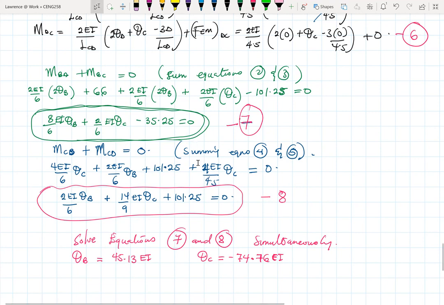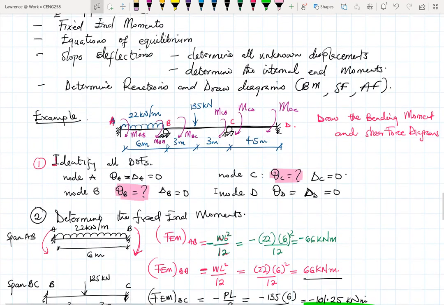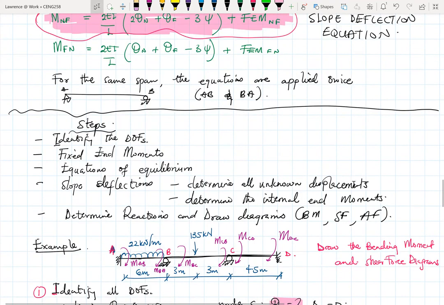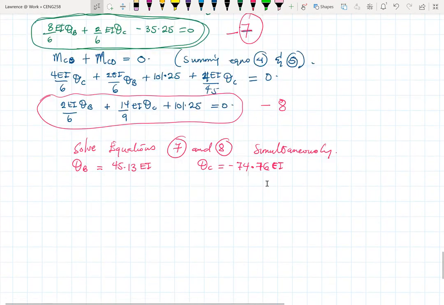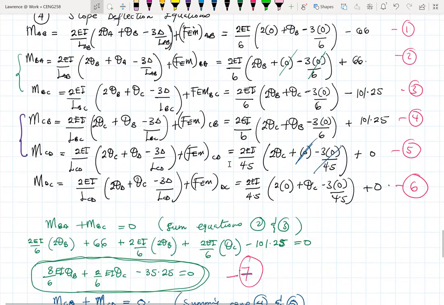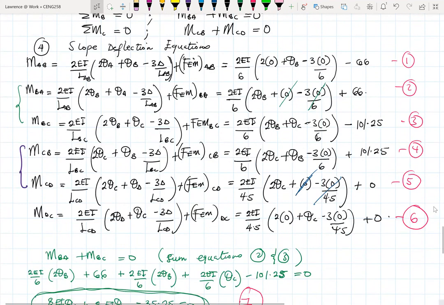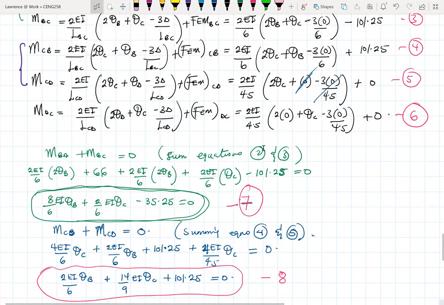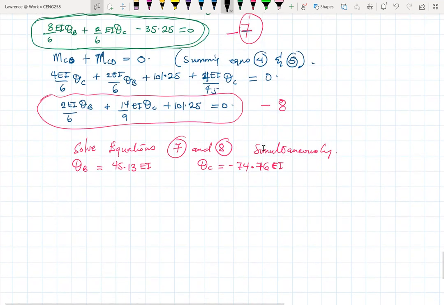Okay. So if we go back to the steps, we have now determined all unknown displacements. So we are still at step 4. Once we determine all the unknown displacements, we go back into our equations 1 to 6, substitute the displacements that we now know into these equations, and then find the moments. So for example, let's look at equation 1.